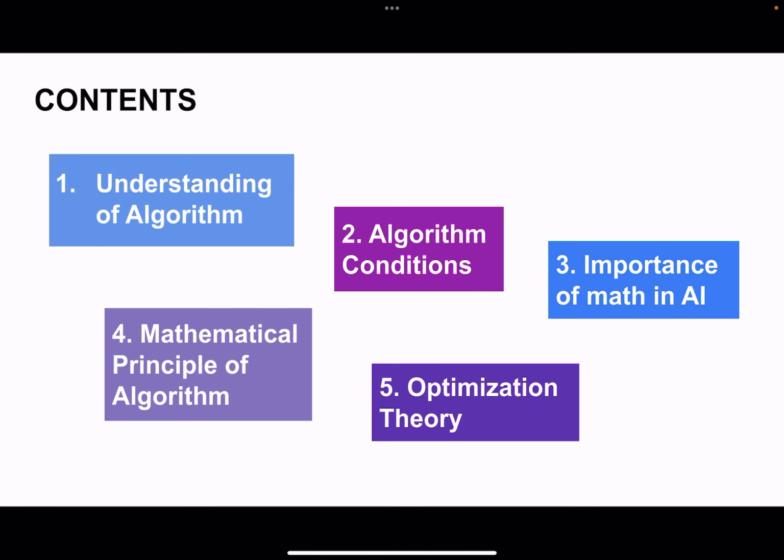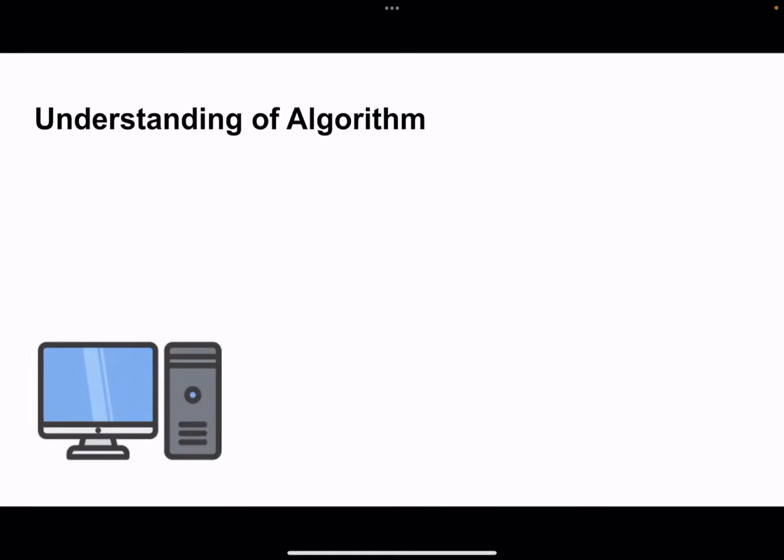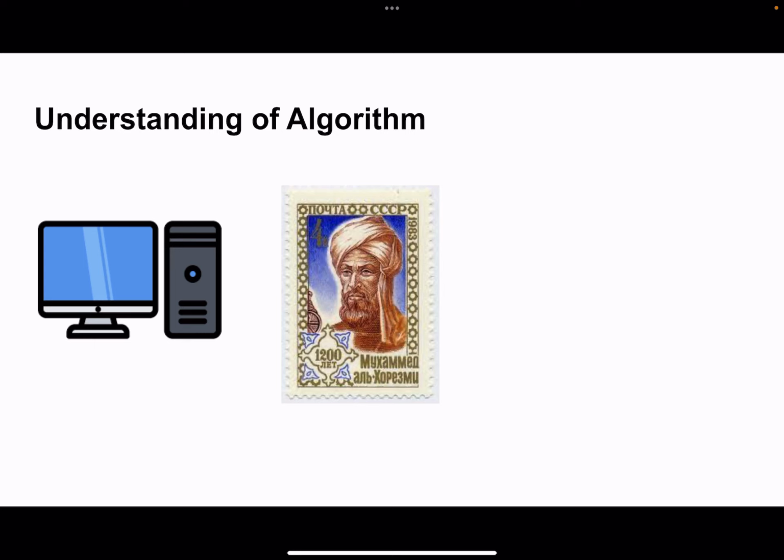The sequence of presentation is as follows: understanding of algorithm conditions, importance of math in AI, mathematical principle of algorithm, optimization theory. An algorithm is a formalized expression of a procedure or method for solving a problem so that the computer can follow it. It is an expression derived from the name of Muhammad al-Khwarizmi, a 9th-century Persian mathematician.